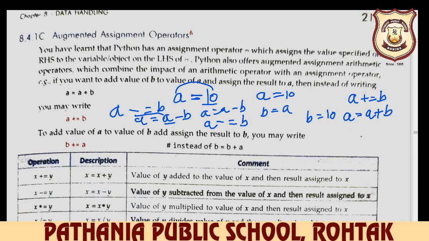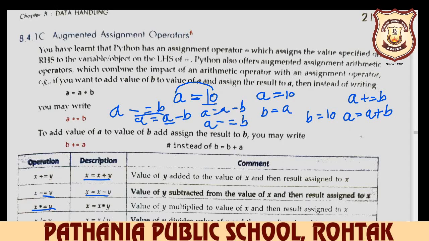There are so many assignment operators. Your x += y means x = x + y. The value of y is added to the value of x and then the result is assigned to x. And the same like x -= y, it means x = x - y. The value of y is subtracted from the value of x and then the result is assigned to x.